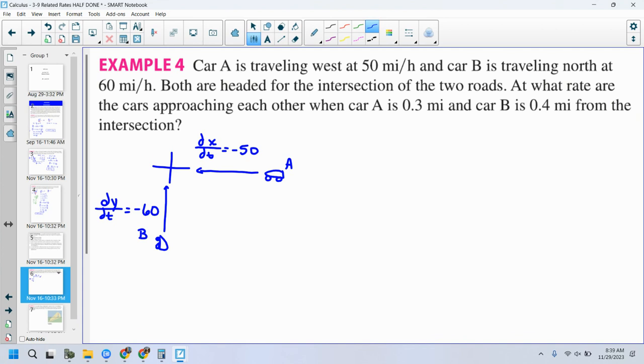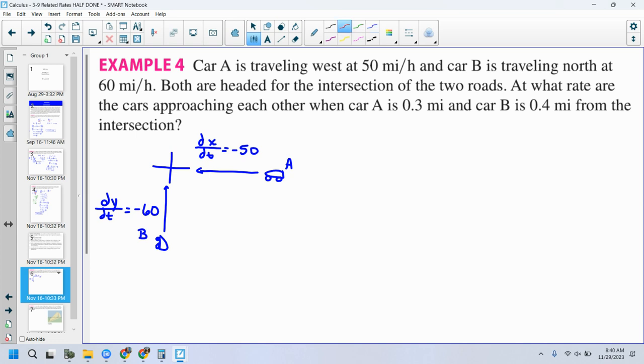If you treat them as positive, it'll work out the exact same. You just got to figure out your answer in the long run. In the end, your answer might come out negative, and you just got to know that it's going to be positive. Now, what really are we trying to find? We are trying to find at what rate the cars are approaching each other.